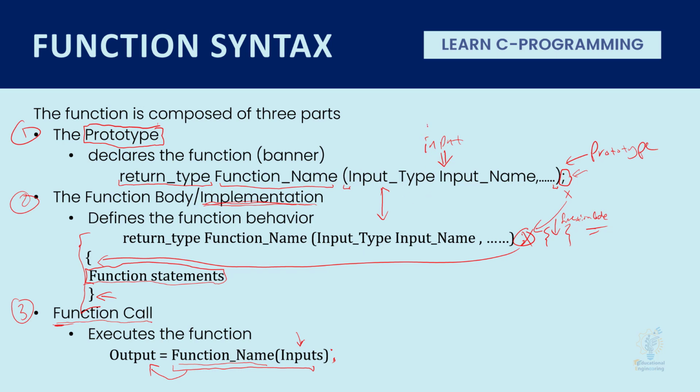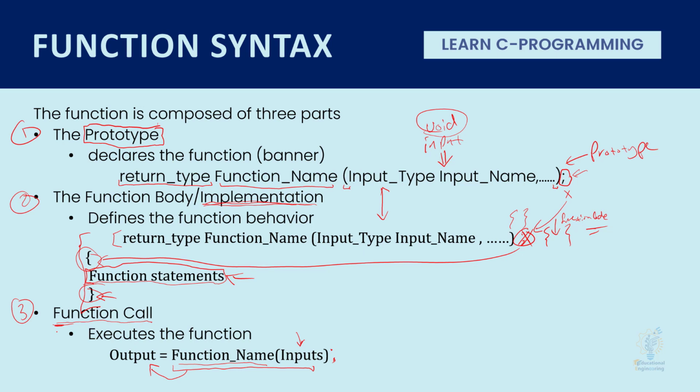Now, if there is no input, you need to write void, and we will cover the meaning of a void data type in a separate lesson. Now, after writing the prototype, we need to write the implementation, which is the function body. We use the same line as in the prototype, but instead of ending the line with a semicolon, we end it with two curly braces, this one and this one. Between the two curly braces, we write the function code.